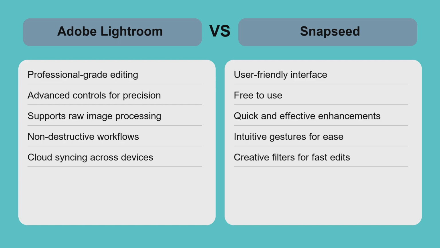In real-world use, Lightroom fits photographers managing extensive portfolios or requiring consistency, while Snapseed suits spontaneous edits on mobile devices. Choosing between them depends on your editing needs, detailed professional work, or fast quality enhancements without a learning curve.